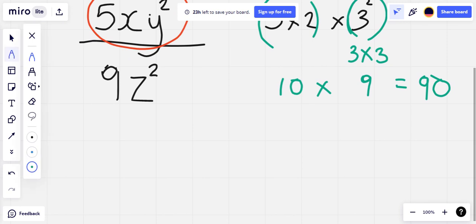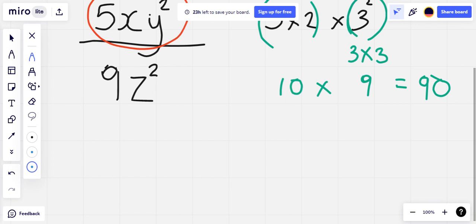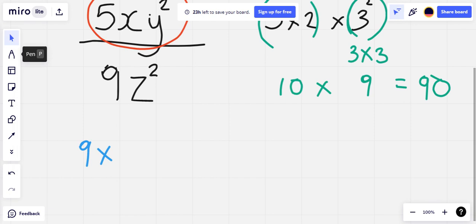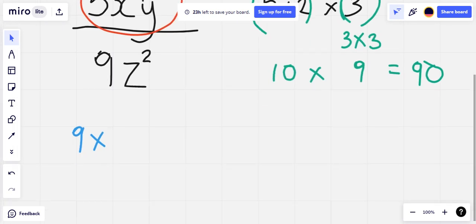So we have, let's get the blue. We have 9, and that 9 is multiplied by z. Let's check again what z is. Z is 4. All right, so we're multiplying by 4.